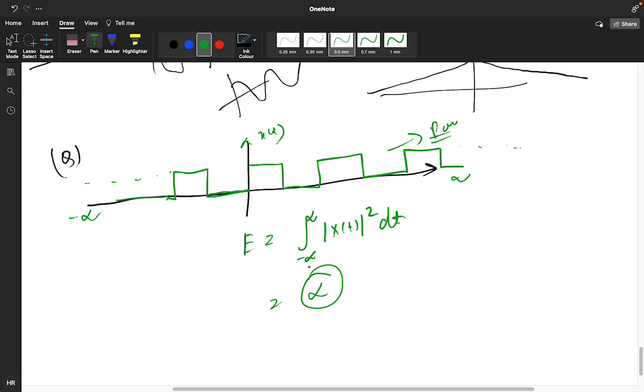The number of pulses is infinite, and if you integrate one small pulse, suppose its amplitude is A naught, you will get A naught square only, which is a finite value. You will get some particular area, but these areas are infinite in number, so the overall result will be infinite. So this is not an energy signal, because the energy is coming out infinite.